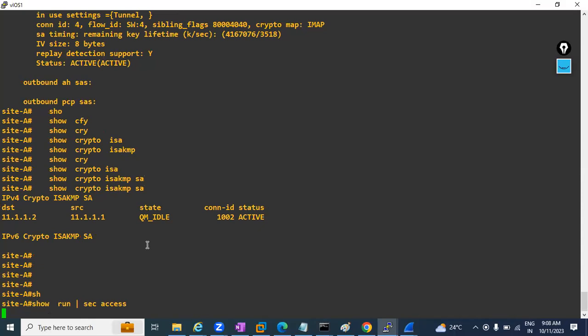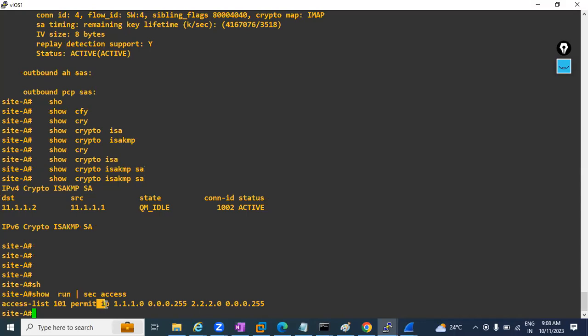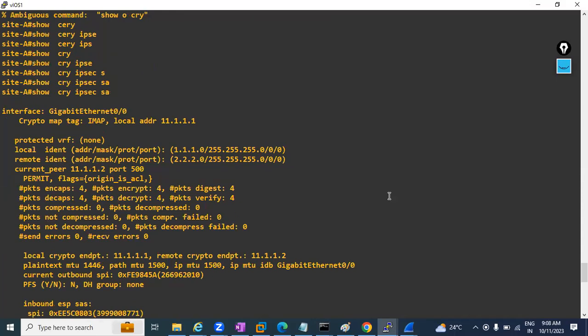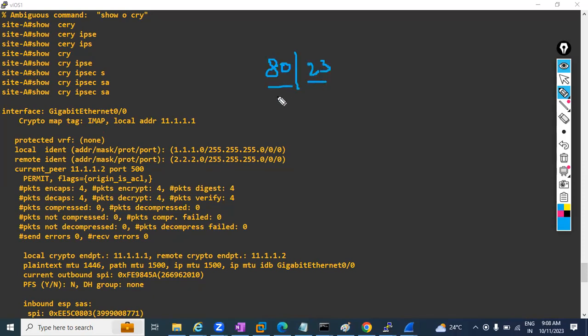Okay, because in the access list, we have mentioned which word? IP. But let's consider, instead of IP, if you are exchanging any unsecured data like ports 80 and 23 in TCP. This is about HTTP and this is about Telnet. So that time only you have to use an IPsec tunnel.